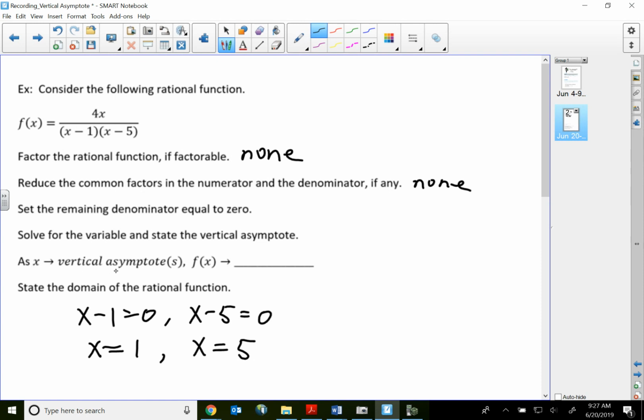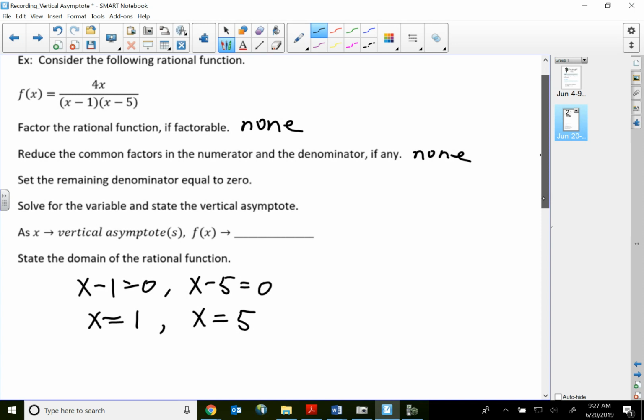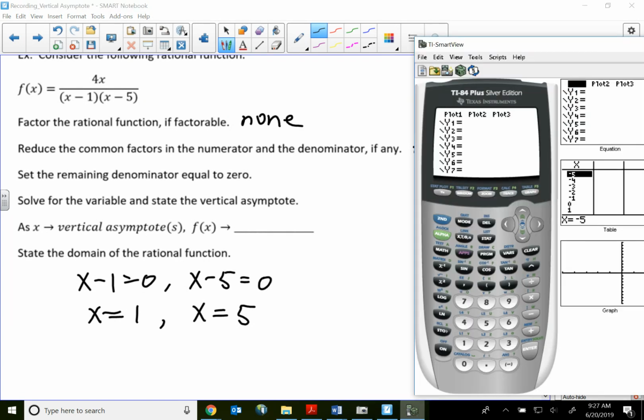So let's graph it. Then we can answer this question: as x approaches both vertical asymptotes, let's talk about what the y value will do. Then we can write out the domain. So I'm going to say 4x on top divided by open parenthesis for the entire denominator, open parenthesis for my x minus 1, close it for x minus 1, and open one for x minus 5. Close the x minus 5 and close the entire denominator. Let me go back to the standard window.